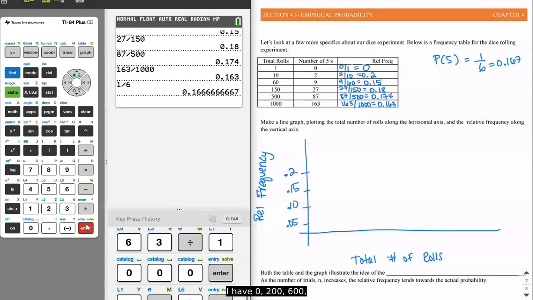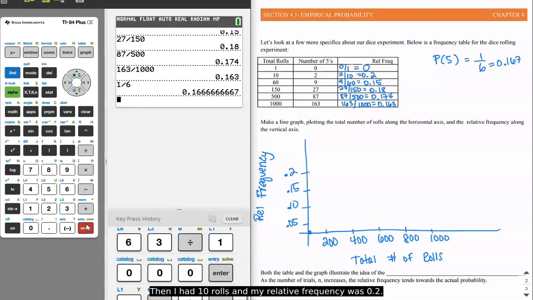And then for my total number of rolls, maybe go by 200. So I have 0, 200, 400, 600, 800, and 1,000. Okay. So now let's go ahead and graph these. So for total number of rolls and relative frequency, I had 1 roll and 0 for the relative frequency, so it'd be very close, pretty much almost on the axis there.